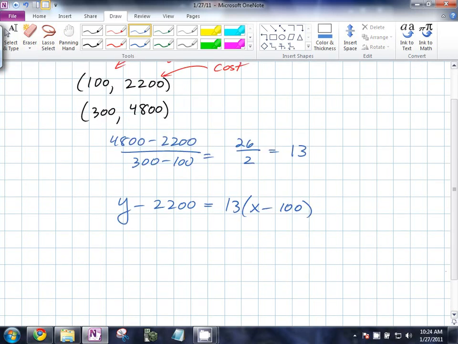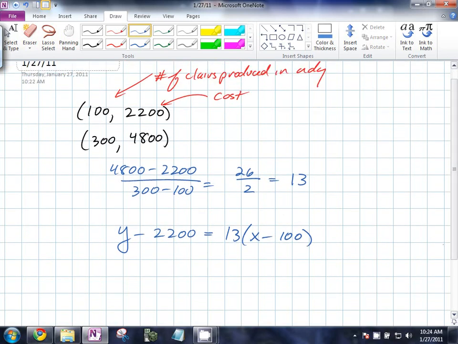If this was the x value and that was the y value, what is the slope of the graph? 13. What does the slope represent? For every one more chair you produce in a day, it costs you $13. That's very good. For every one chair you produce, it costs $13 to produce that one chair.